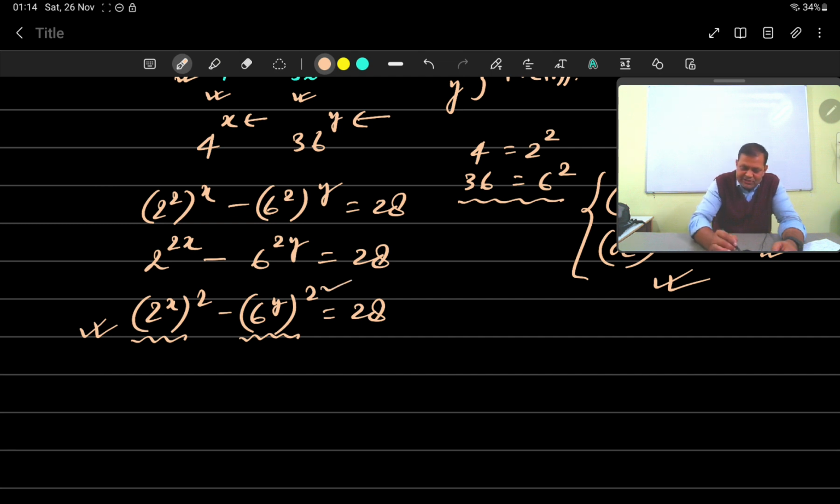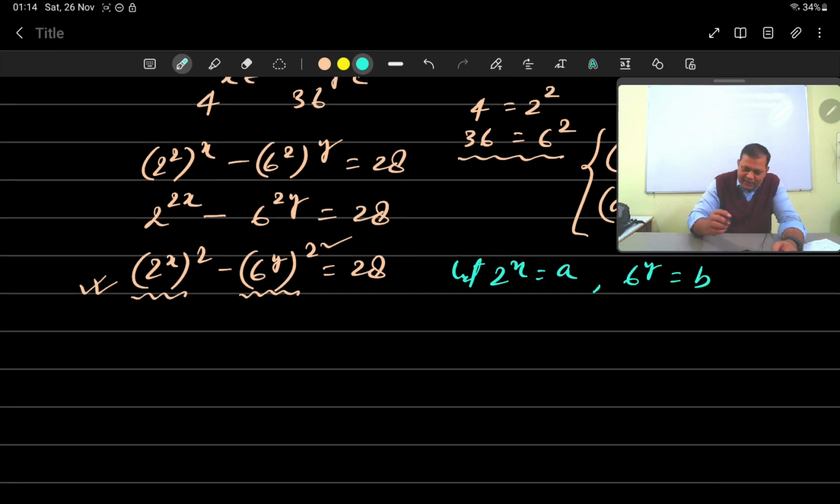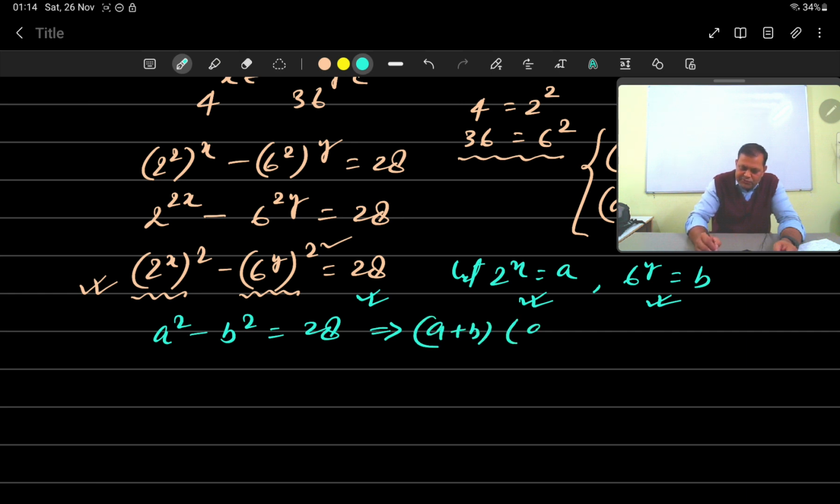Okay, so now you can consider 2 to the power x as a, let it be, and 6 to the power y as b. If you insert these values here, the equation reduces to the form a squared minus b squared equals 28. And this equation implies that (a plus b) into (a minus b) equals 28. And this is a very good algebraic identity, you know.